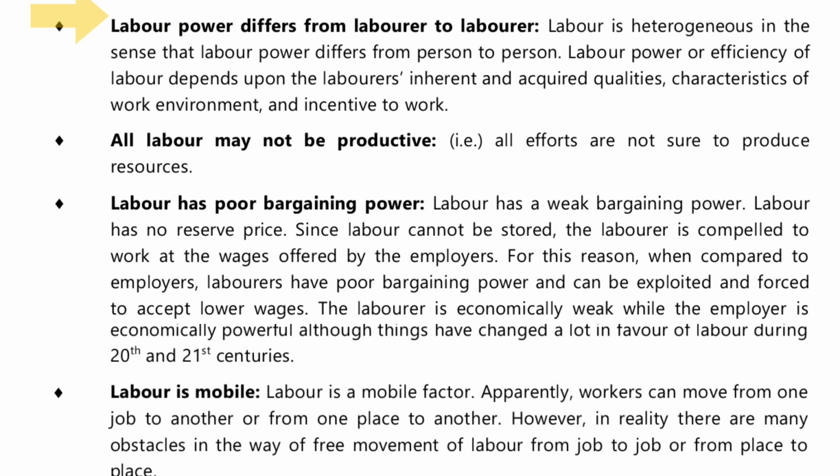The next is labor power differs from one person to another. Labor is heterogeneous, like land. The power or the strength or the mental ability or the skill is not the same from one human being to another. When more incentive is given, the laborer may produce more. He may show more interest in it. But it is not the same in the case of two human beings who look alike. It is different for each person.